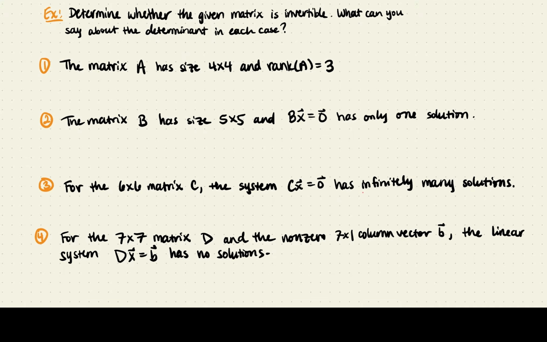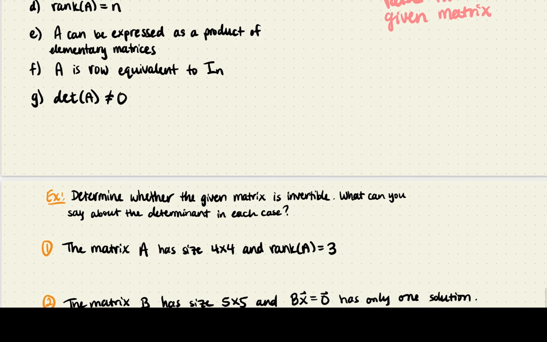All right, so here are the examples we're going to look at today. We're going to determine whether a given matrix is invertible. We're also going to see what we can say about the determinant of each of these matrices. All right, so the first example is we have a 4 by 4 matrix A, and the rank of A is 3. All right, let's scroll up for a second.